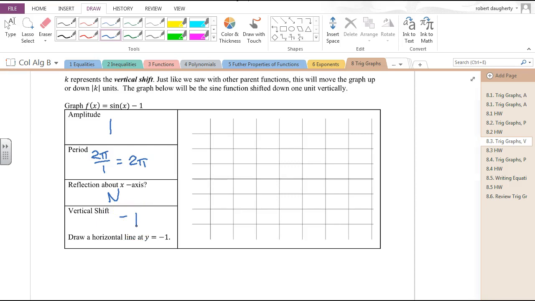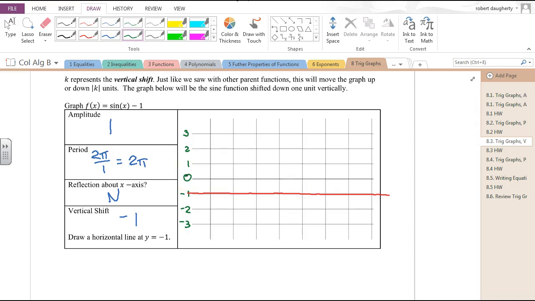So here's what we're going to do. To graph this, the first thing I'm going to do, this is -1, I'm just going to draw a line at -1. Okay. And then I'm just going to graph the function. So I'm going to shift the entire graph down. So instead of graphing it here at 0, I'm going to graph it at -1. Okay.